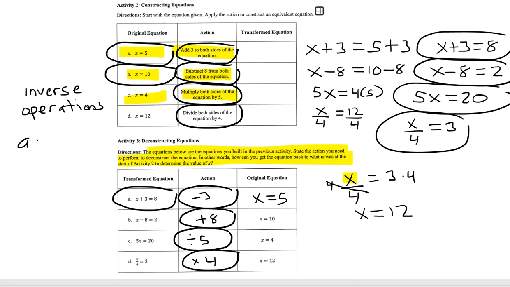Okay, so this is really important. Addition and subtraction, those are inverse operations. Those operations will undo each other. So if you have a subtraction, you want to undo it, you use addition. If you have an addition, you want to undo it, you use subtraction. And then also multiplication and division. Those are inverse operations. So if you have a multiplication and you want to undo it, you use division. And if you have division and you want to undo it, you use multiplication.